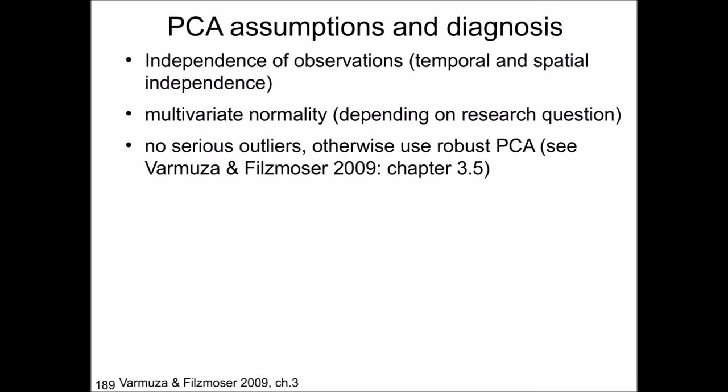If you use the results of the principal component analysis in regression analysis, then multivariate normality is required. And many hypothesis testing methods would also require multivariate normality. Another assumption is that we have no serious outliers, otherwise you can use the robust PCA. In fact, in the course, we mainly use the robust PCA. If you want to read more details about this, read chapter 3.5 in Varmuza and Filzmoser.